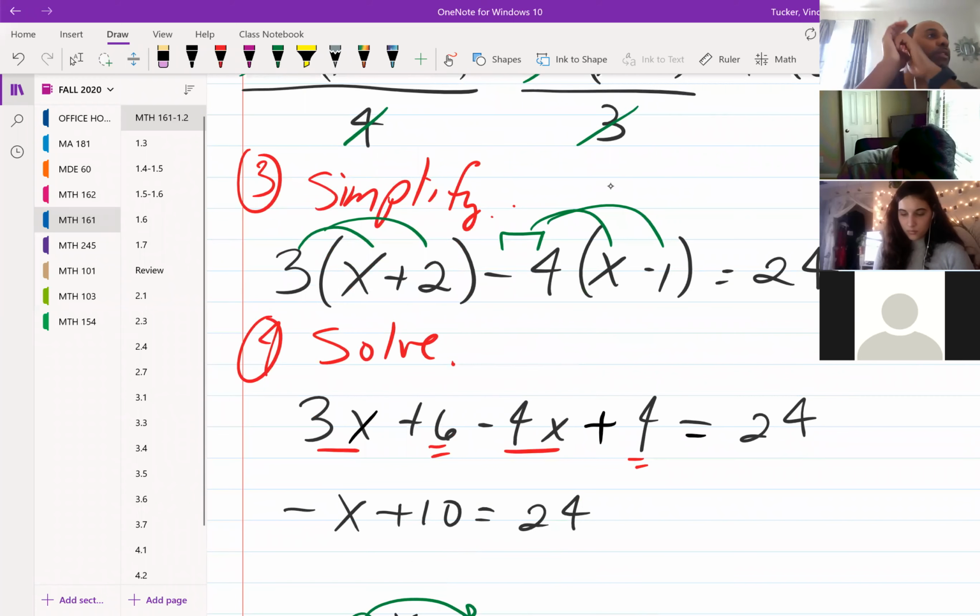Now we can solve for x by subtracting 10 from both sides. Negative 10 and positive 10 cancel, leaving us with negative x equal to 14. And don't forget, our goal is to solve for x, not negative x. So we can take that minus sign and shoot it over to the right. And our result is going to be x equal to negative 14.